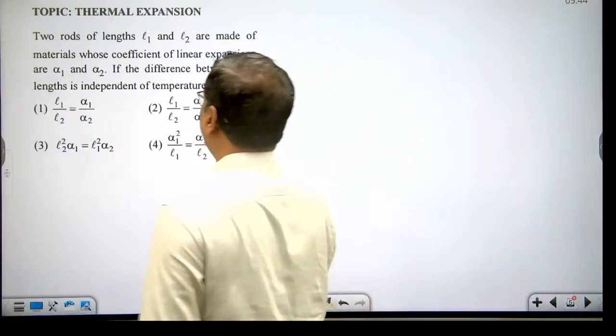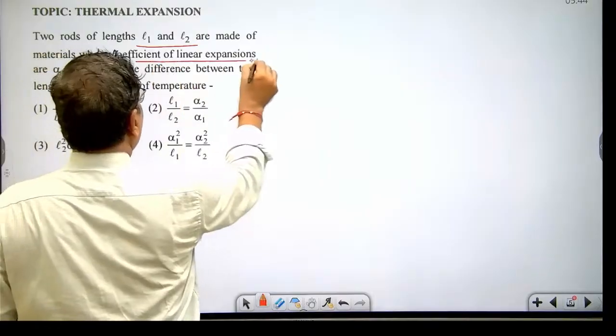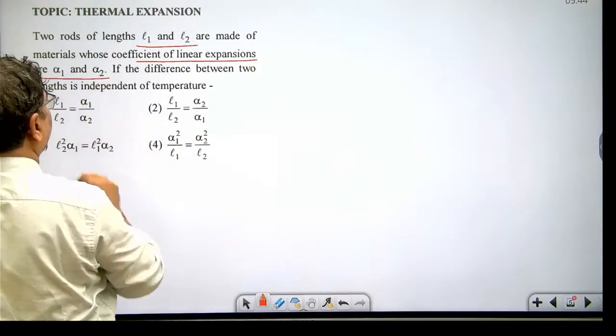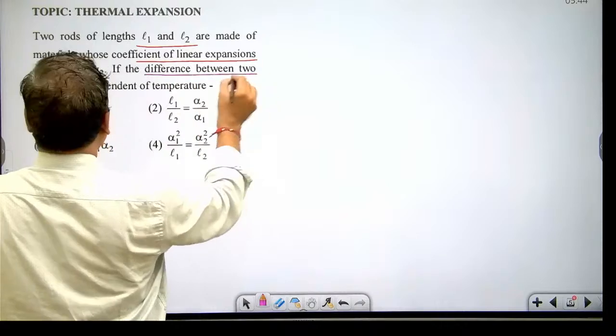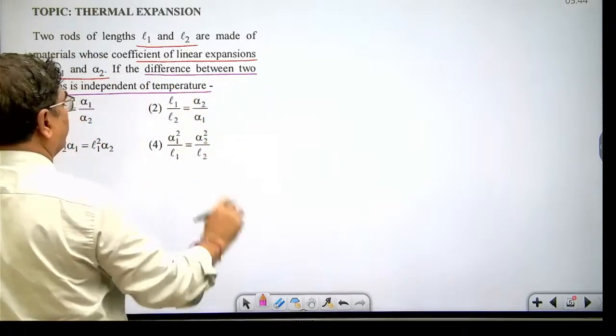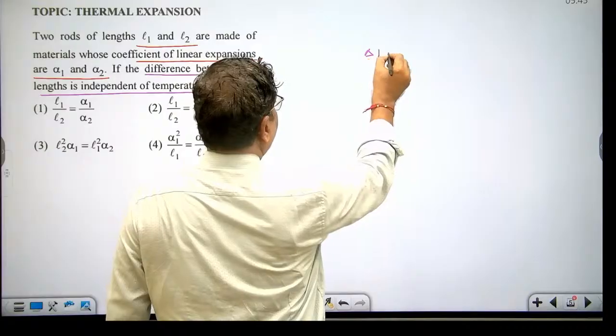Two rods of length L1 and L2 are made of materials whose coefficients of linear expansion are alpha 1 and alpha 2. If the difference between the two lengths is independent of temperature, dear student, this is the equation of change in length.